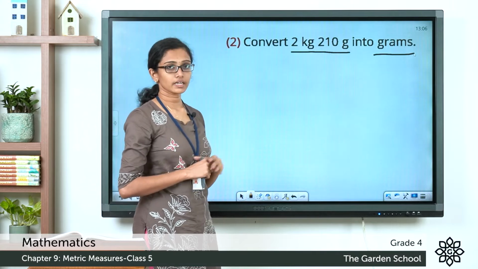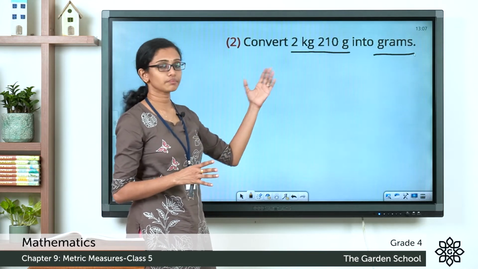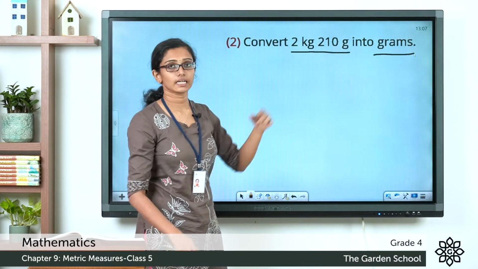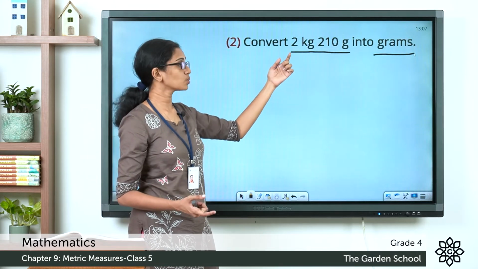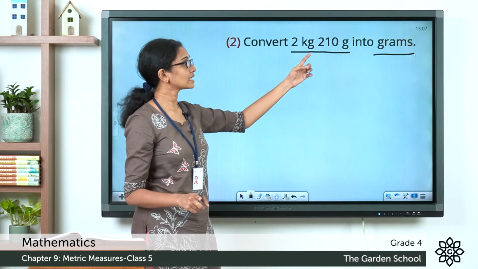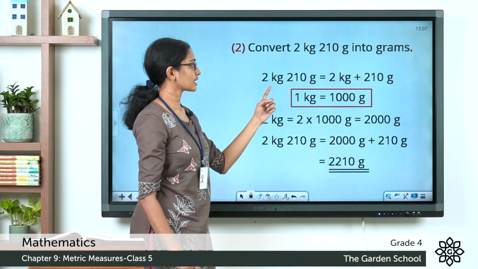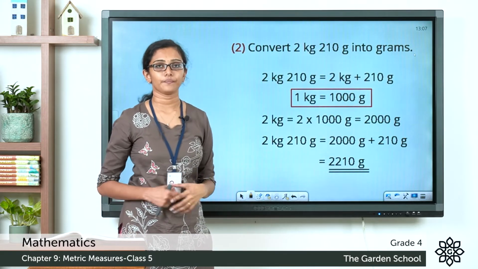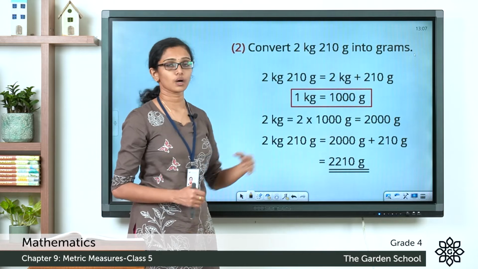When you get a question like this, like I said before, it will be easier if you split the given measurement. So how can we split this 2 kilogram 210 gram? This one means an exact 2 kilogram plus a little extra, 210 gram extra. So we can write this as 2 kilogram plus 210 gram. And we already know 1 kilogram is equal to 1000 gram.